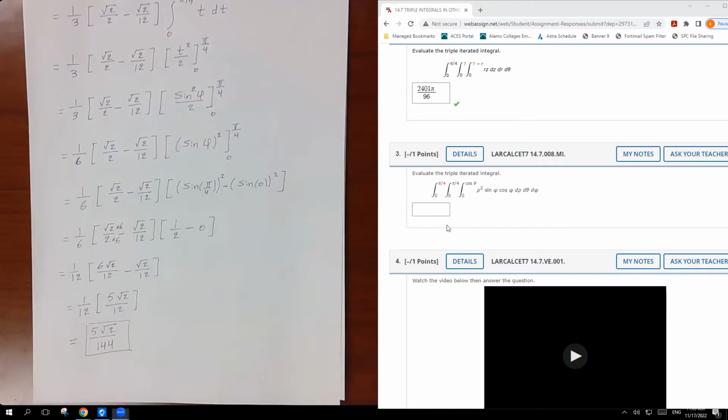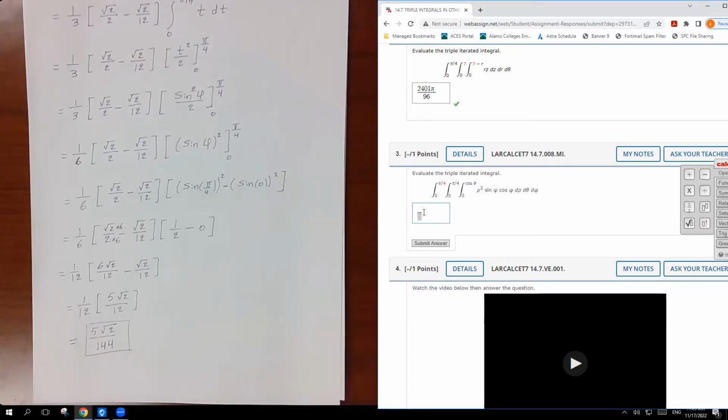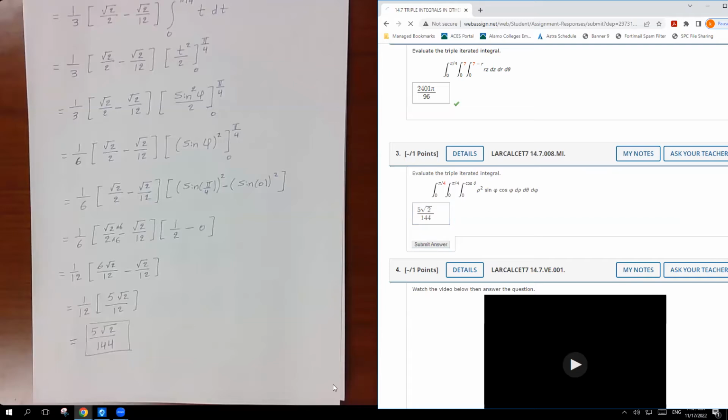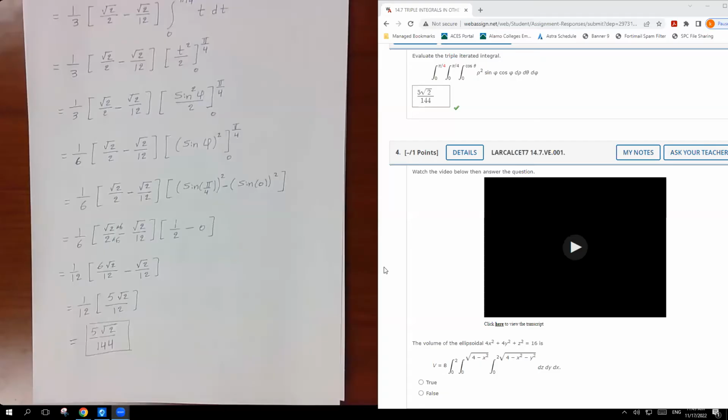Let's check this one. It's 5 square root of 2 divided by 144. We got it right. Example 4 is going to be: you have to watch the video and check if this one is true or false. That's it for this section.